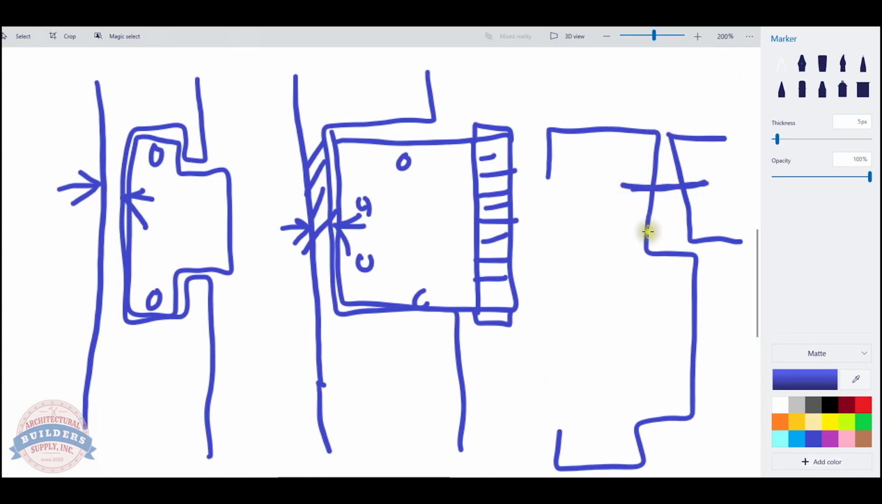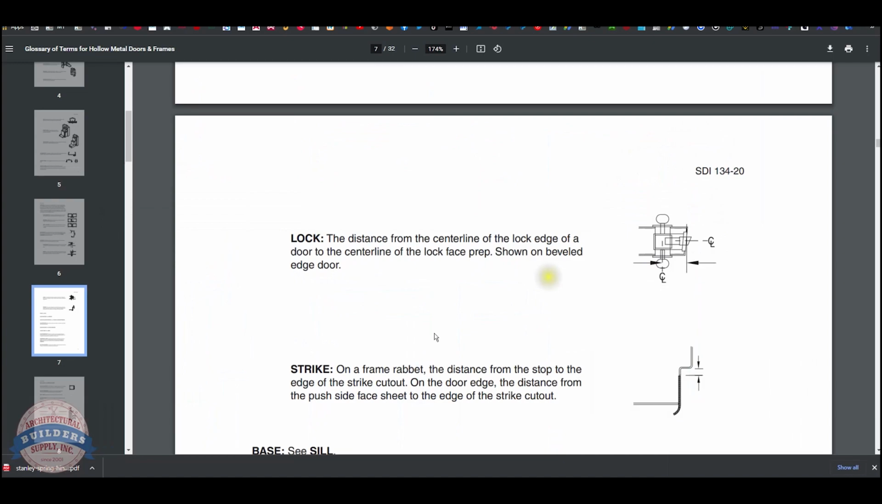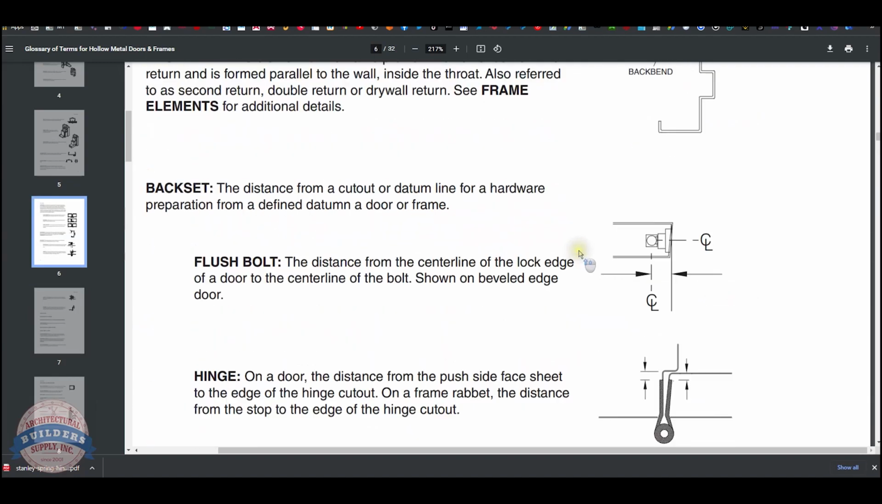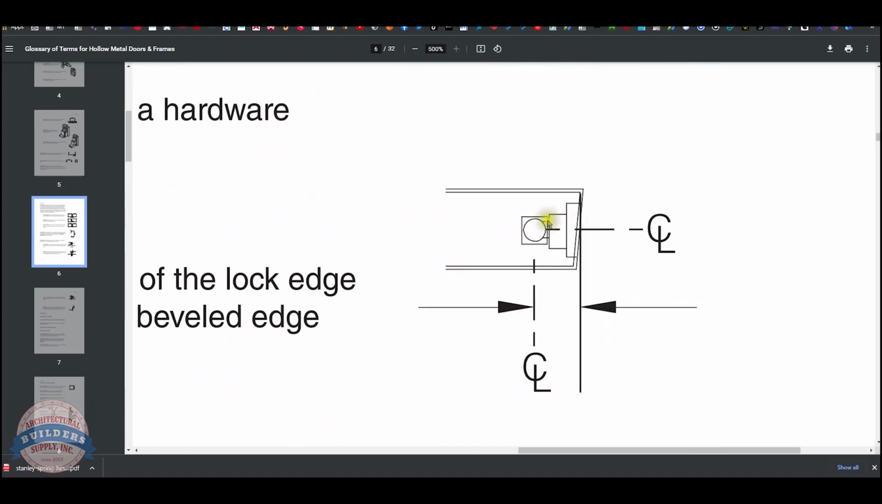So if this is 1 15/16, you know you've got 1 3/4. You've probably got 3/32 here, 3/32 here. You can determine where that strike needs to be based on those inputs. And that's what I think of as strike, location of where the strike is. I don't ever mention a strike backset or measure a strike backset because I'm measuring it the other way. I think the most important takeaway from this is understanding the center line of the edge of the door.